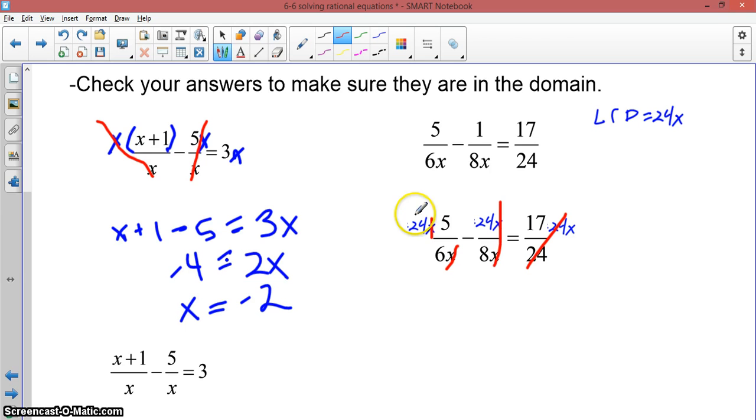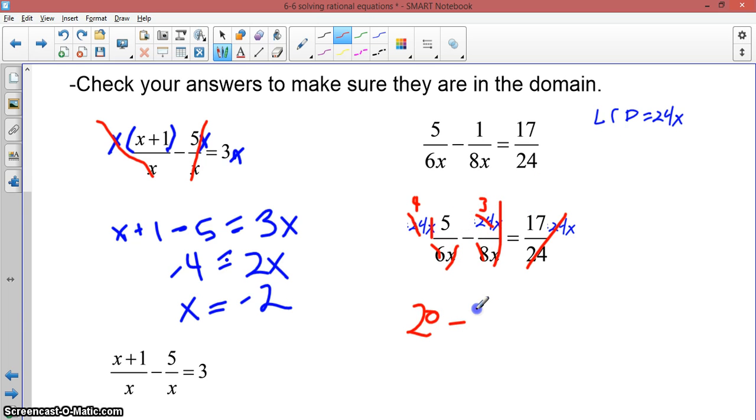So 24 and 6 becomes 4 and 1. 24 and 8 becomes 3 and 1. Alright, so what's left over? So there's x, 17, so what do we get? We get 4 times 5 is 20. This one's actually not too bad. The only reason why it's harder at all is finding the LCD.